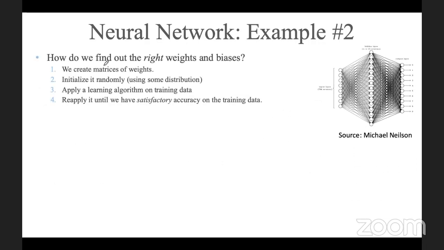So this is just an overview of how we find out the right weights and biases. I have maybe mentioned it earlier. We create matrices of weights. For each layer, we have a different matrix which represents all the weights. Then we initialize it randomly with some distribution, maybe a normal distribution. And then we apply some algorithm on the training data, which is called a learning algorithm, for example, gradient descent, or backpropagation. And then we iterate until we have satisfactory accuracy on the training data.